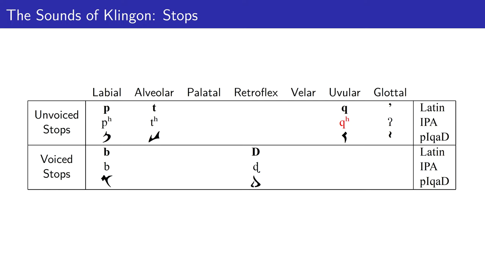The letter Q in Klingon represents an unvoiced aspirated uvular stop. And finally, the Latin letter apostrophe represents a glottal stop in Klingon. This is the sound in the middle of the word uh-oh.